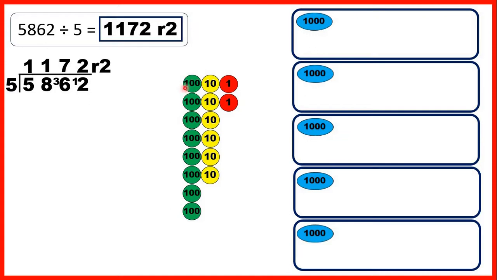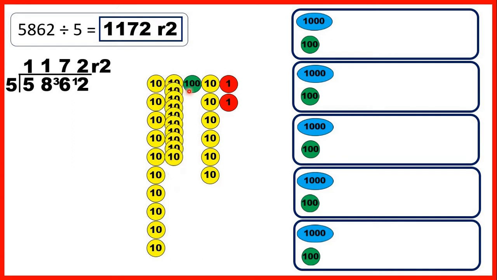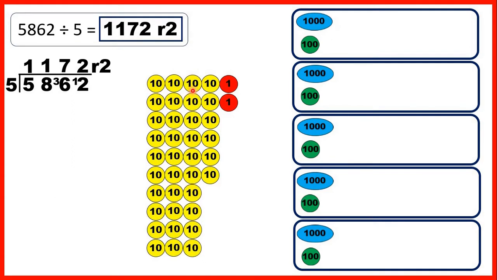So now we can divide our 8 hundreds by 5. We can share out 5 of these hundreds to get 100 in each group, but then we have 3 hundreds that we can't share out, because remember, when we divide, we need each group to be the same. So our remainder is 3, and the reason we can write that 3 in front of the tens digit, remember we write the remainder in front of the next digit, is that we can exchange each of our 100 place value counters for 10 tens.